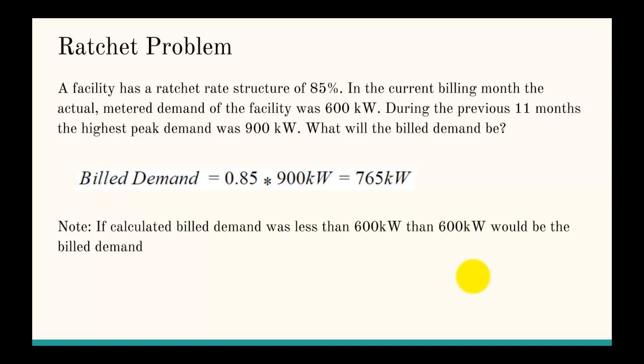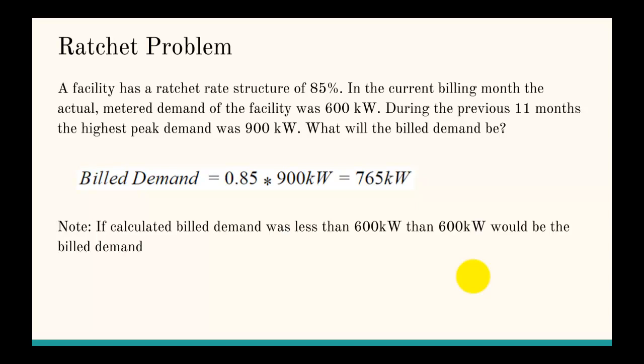So what a ratchet means is they're going to charge you one of two things. They're either going to charge you for the demand you use this month, or in this case, since it's an 85% ratchet, they're going to charge you for 85% of your highest demand in the previous 11 months. And this is the big point: they charge you whichever one is higher. So let's just do the calculation for this case. 85% of the 900 kilowatts, which is the previous 11 months peak demand, is 765 kilowatts.